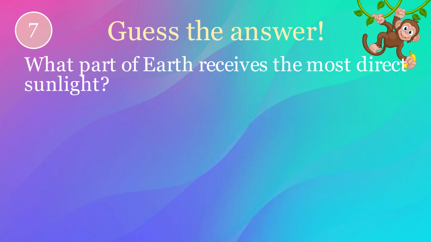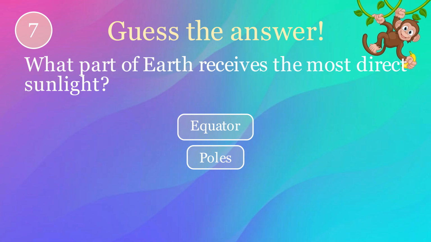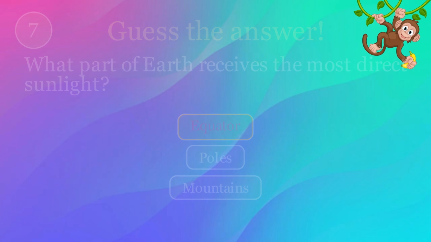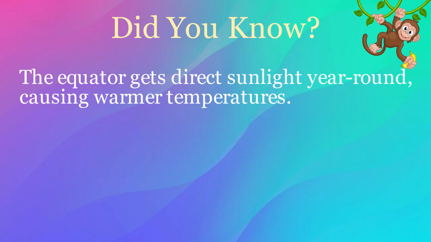What part of Earth receives the most direct sunlight? Equator, poles, mountains. The correct answer is equator. Here's an interesting fact: the equator gets direct sunlight year-round, causing warmer temperatures.